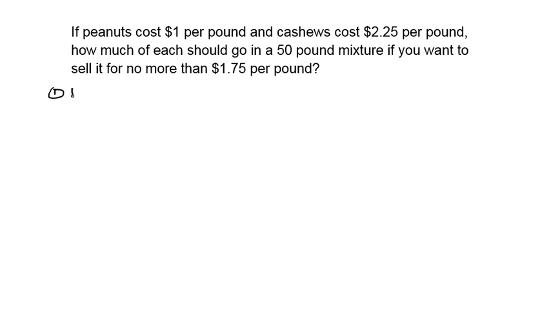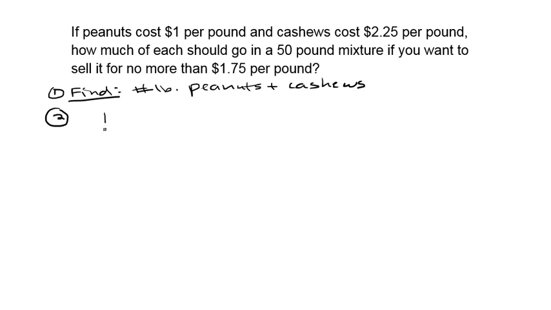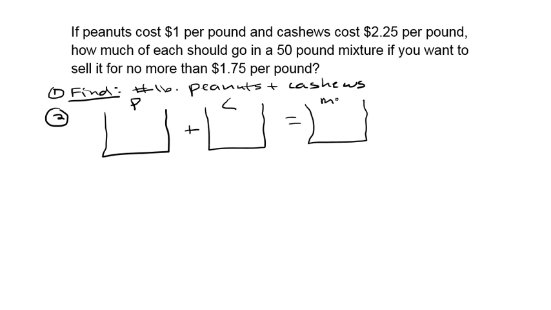I'm going to write down what I'm trying to find. And in this case, I'm trying to find the number of pounds of each. So I'm looking for the number of pounds of peanuts and cashews. Now for step 2, instead of a let statement, we're going to draw buckets, because I'm going to take a mixture of peanuts, so I'll do P for peanuts. I'm going to add a bucket of cashews, so C for cashews, and I'm going to end up with a mix. So I'm going to write mix over here.